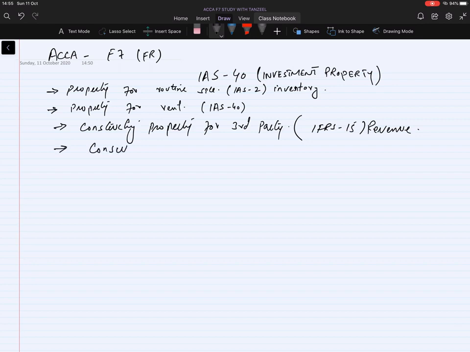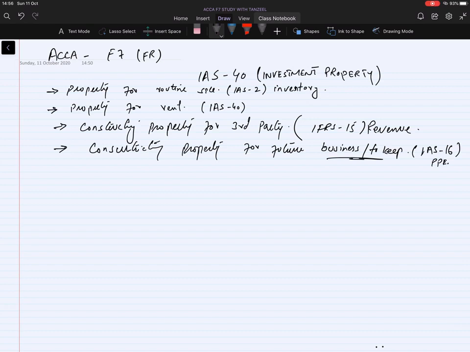If you are constructing a property for future business or to keep, if you are constructing a property and you know that in future you are going to use it for your business, or you are going to keep it, then you will apply IAS 16, which is PPE. Because your intention in future is to keep it, is to do the business with it. So even during the construction, you apply IAS 16.